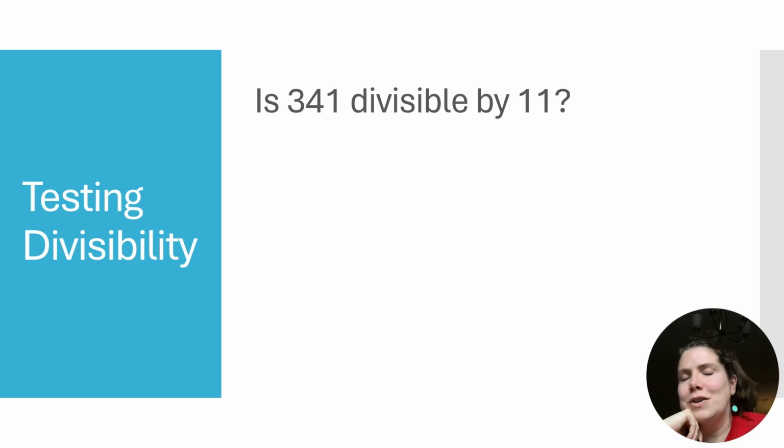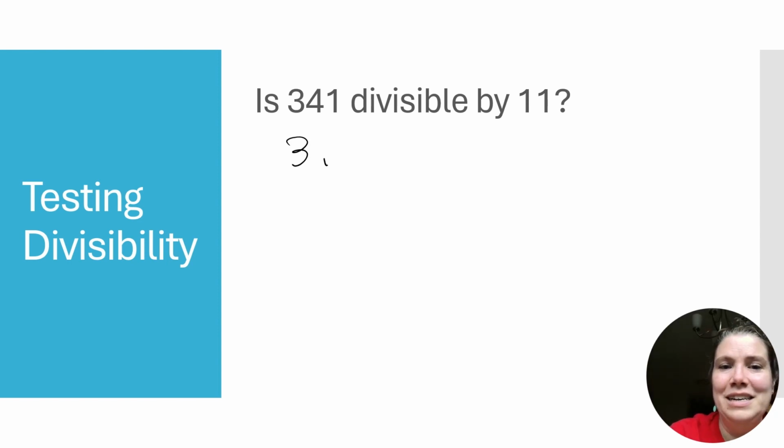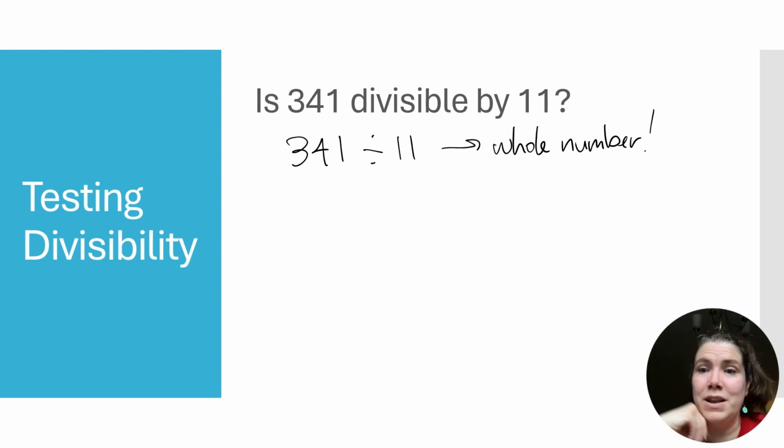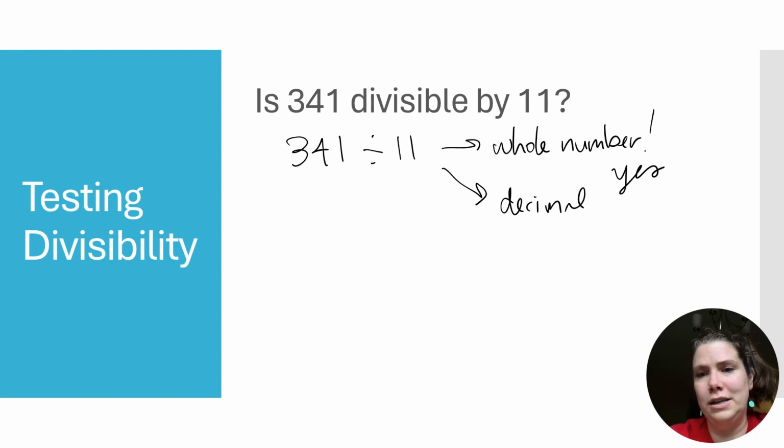So if we come across a problem that asks us, for example, is 341 divisible by 11? The easiest way to do this is with your calculator. You just do 341 divided by 11. And if you get a whole number, that means it is divisible by 11 because 11 goes into it an even number of times. If you get a decimal, that means it is not divisible by 11.